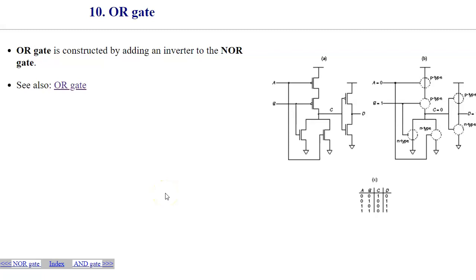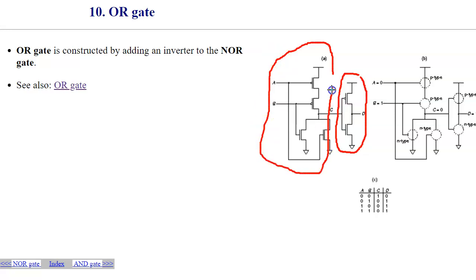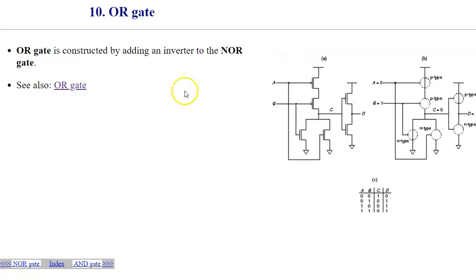Another type of gate implements the OR logical function, and you should be able to recognize that we have an inverter over here, and we have a NOR gate on this side. So a combination of a NOR gate and the inverter produce the desired OR gate behavior.